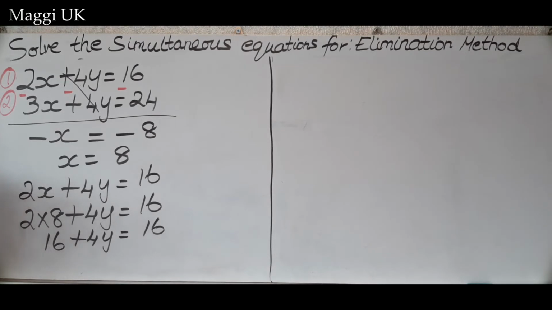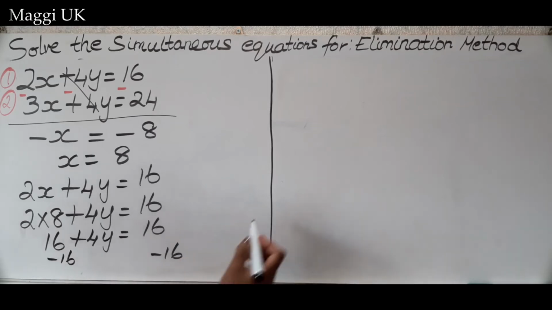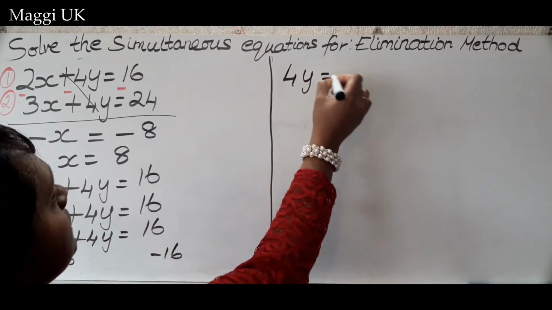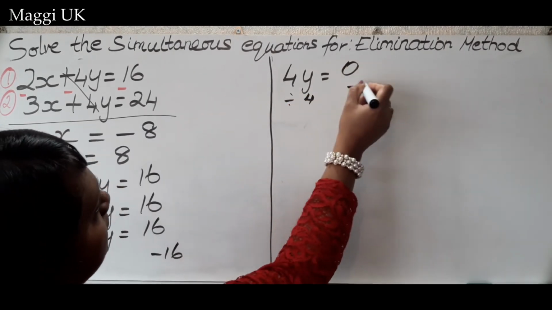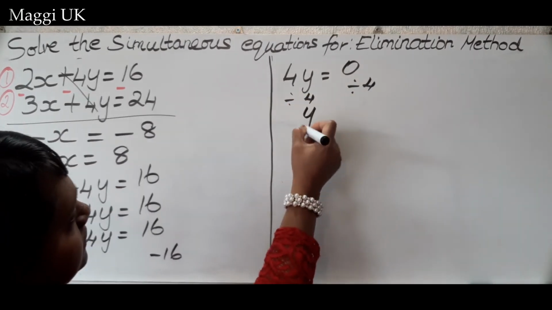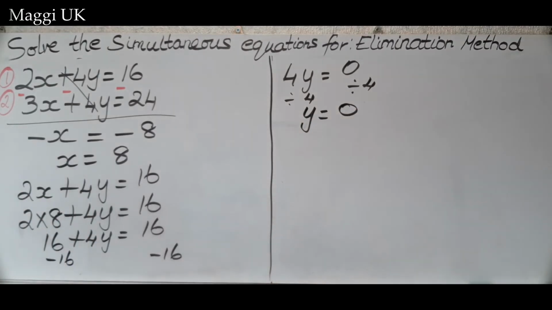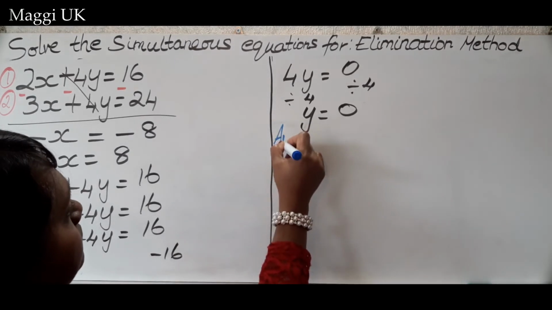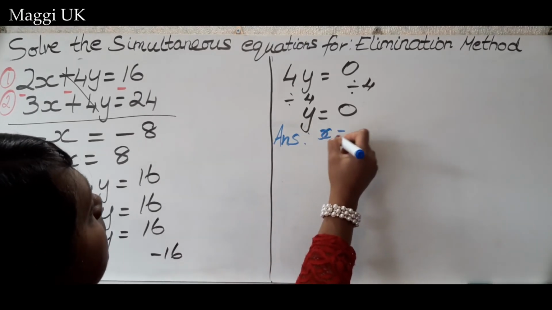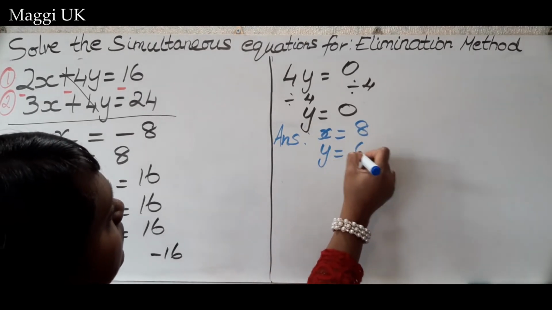We need to bring the 16 to the other side, so we make minus 16 on both sides. They cancel out, so 4y equals 0. You divide by 4, and 0 divided by 4 is 0. So your value for y is 0 and your value for x is 8. So your answer is x is equal to 8 and y is equal to 0.